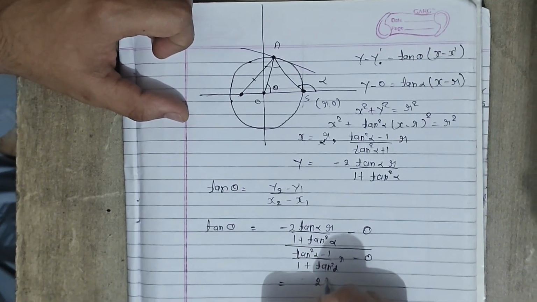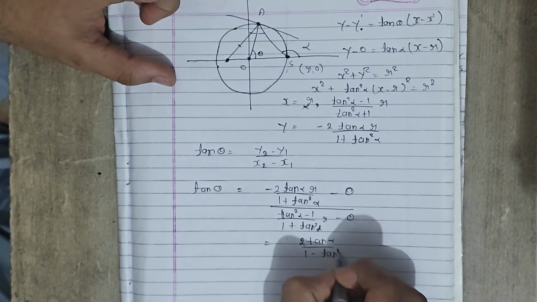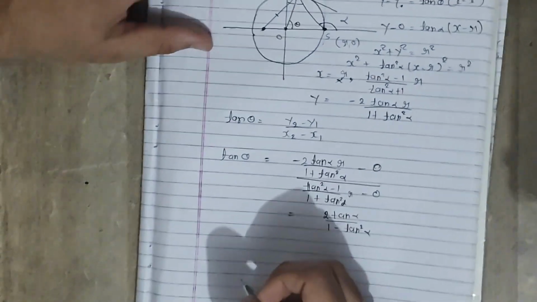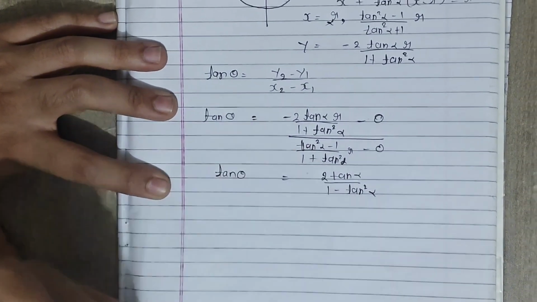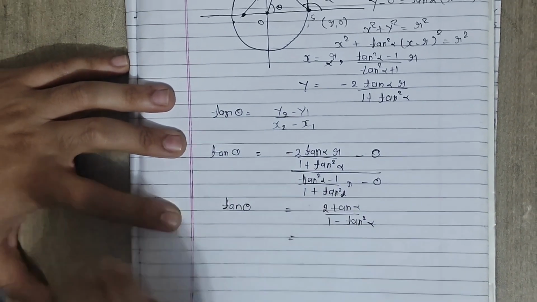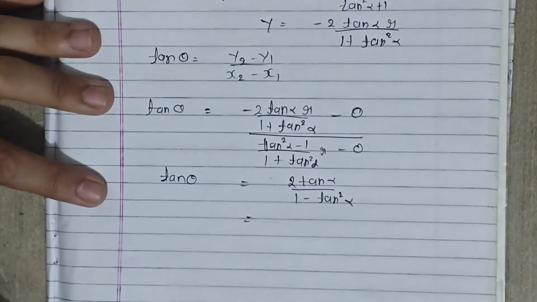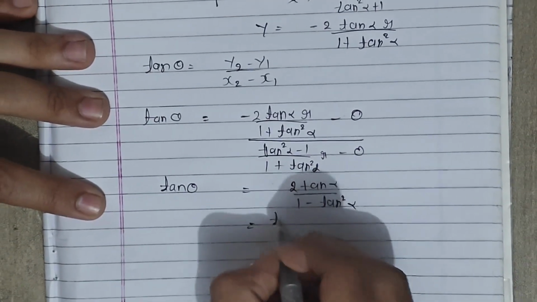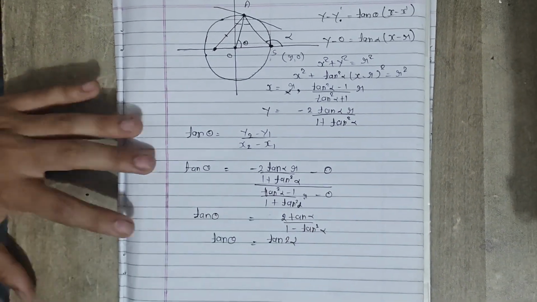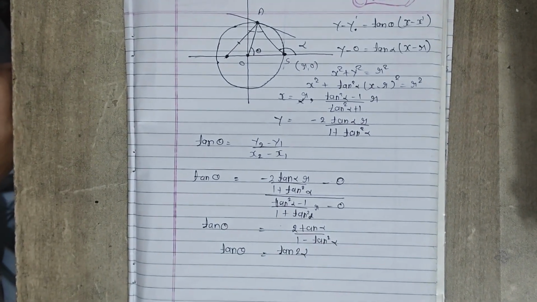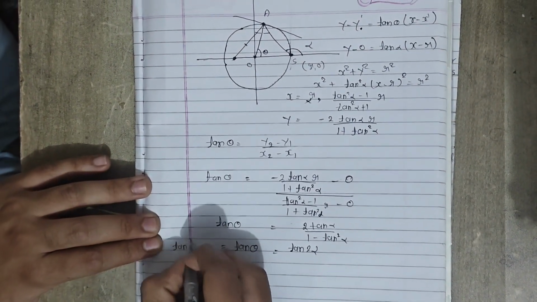And what will we get? Tan theta is equal to 2 tan alpha upon 1 minus tan square alpha. If you notice closely, it is nothing but tan 2 alpha, right? We know the formula of tan 2 theta, so this is tan 2 alpha. Tan theta is equal to tan 2 alpha. It doesn't mean that theta is equal to 2 alpha.